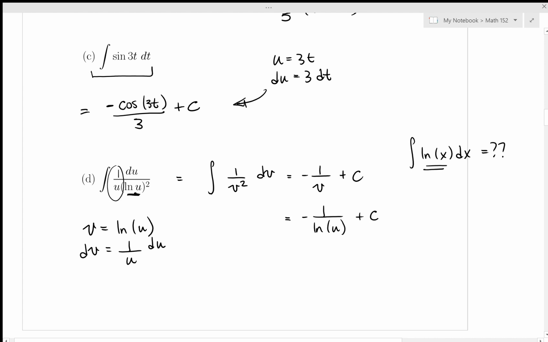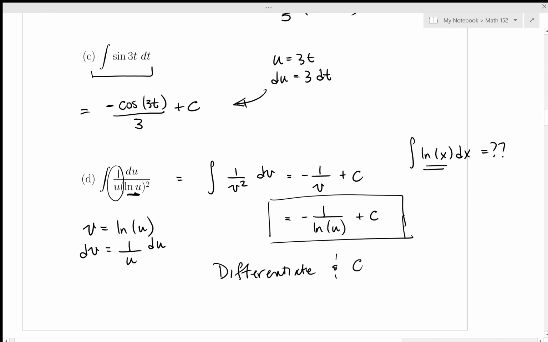Again, you can take the derivative. So I'm claiming this is the correct answer. Big message: I really encourage you to try this just to practice. So the message is, differentiate and check. Okay, all right, so that is it in a nutshell.